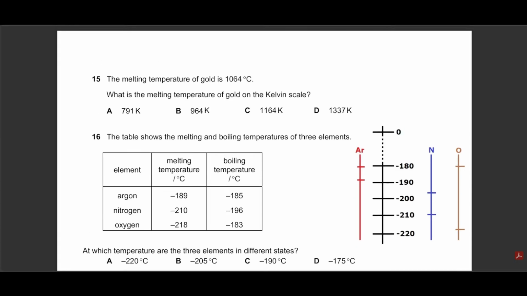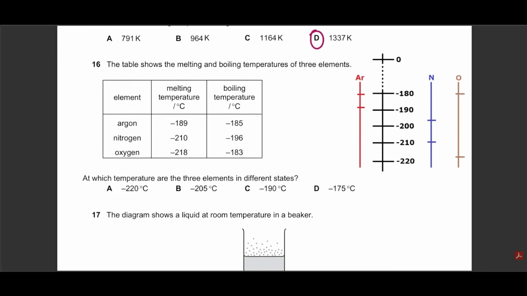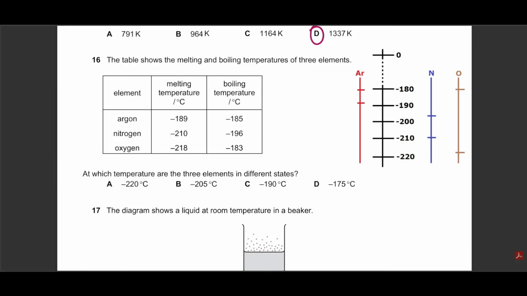Question number 15. Again, he wants to check whether you remember this equation, that if you want to convert this into the Kelvin scale, you will add 273 and your answer will directly be 1337. Question number 16, he says there are some melting points shown, and to explain this question to you much more easily, I've made this image on the side, although it's not in the past paper, but it's for you.